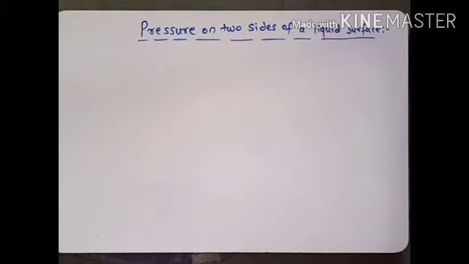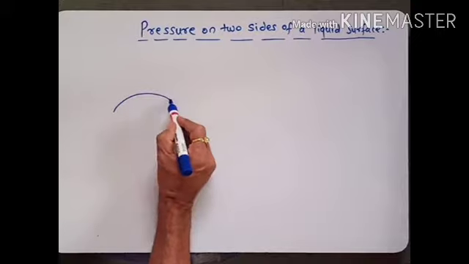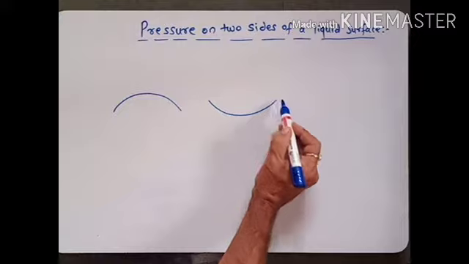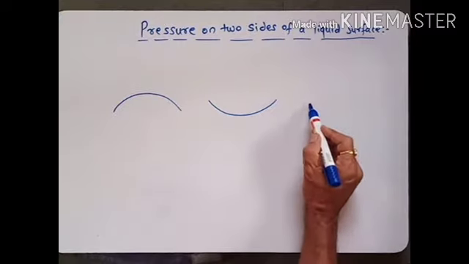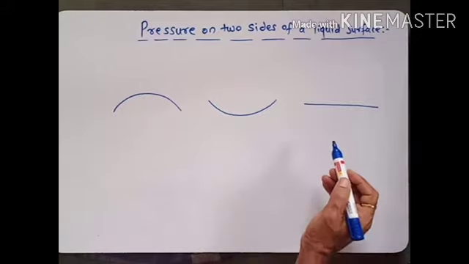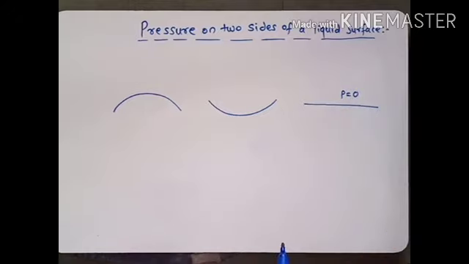Suppose we consider a liquid surface, then we consider three types of liquid surface. Suppose this is the convex liquid surface. Suppose this is the concave liquid surface, and the third one is a plane liquid surface. Now when the surface is plane, the resultant force of tension cancels and pressure on it is 0. Here pressure is equal to 0.